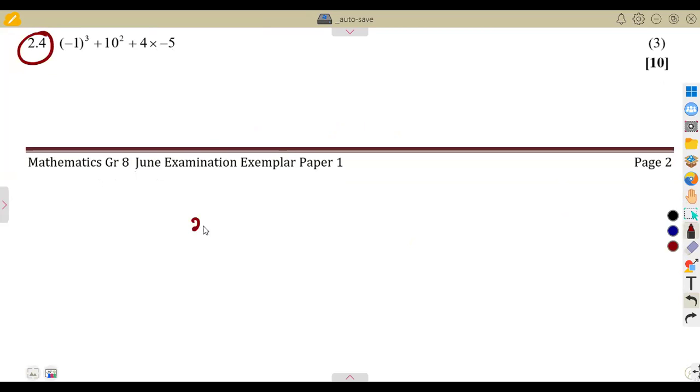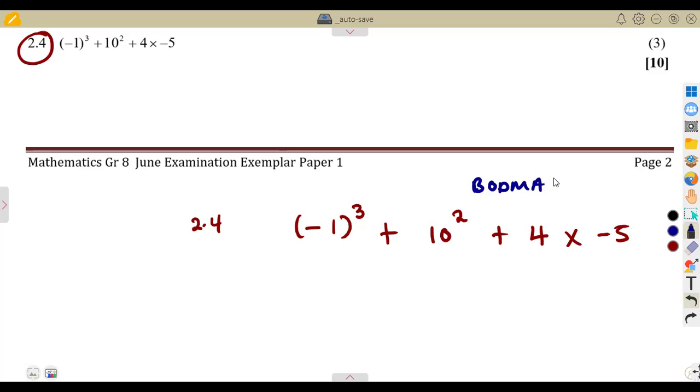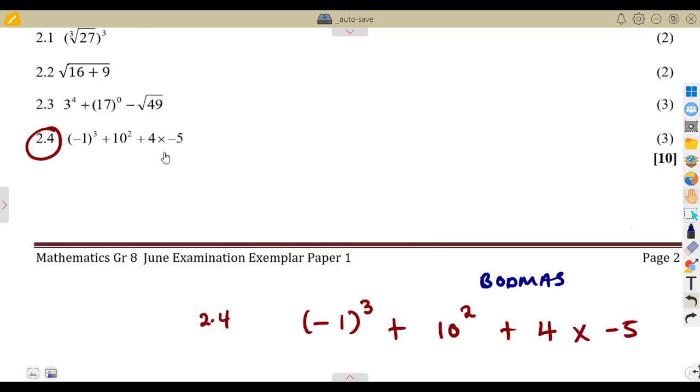2.4, you are given the same type of equation: minus 1 to the exponent of 3 plus 10 to the exponent of 2 plus 4 times minus 5. So on this type of equation, we still have to use our BODMAS concept, which is a little bit different from this part where everything was just addition and subtraction.